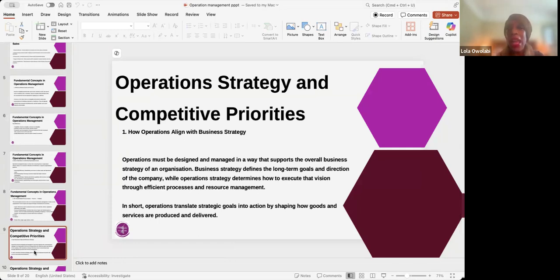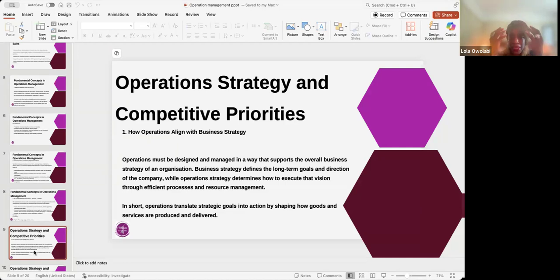And then again, we've got to look at how our operation strategy and competitiveness as priorities align. So how operations align with business strategy. Operations must be designed and managed in a way that supports the overall business strategy of an organization. I mean, you've got to have your vision. You've got to have your mission. If what you're doing is not aligning, then you don't really have a business strategy. You've got to be working on your short-term goals and your long-term goals. So your business strategy defines the long-term goals and direction of the company, while operation strategy determines how you're going to do it.